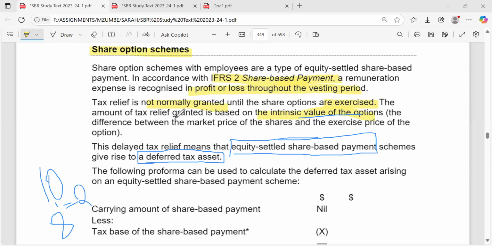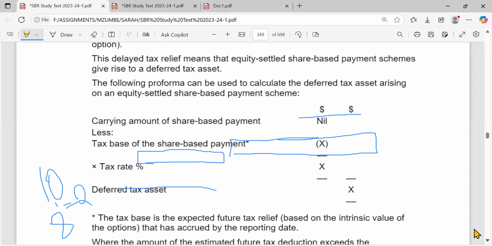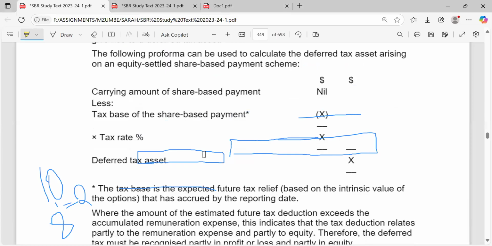Just know that the tax relief should be based on the difference, right? So the following pro forma can be used to calculate the deferred tax asset arising on equity settled share-based payment. The pro forma is just an average thing, a normal thing, so it shouldn't be that much of a big deal, right? Okay, but let's just go through it. So this is what we are told to do.